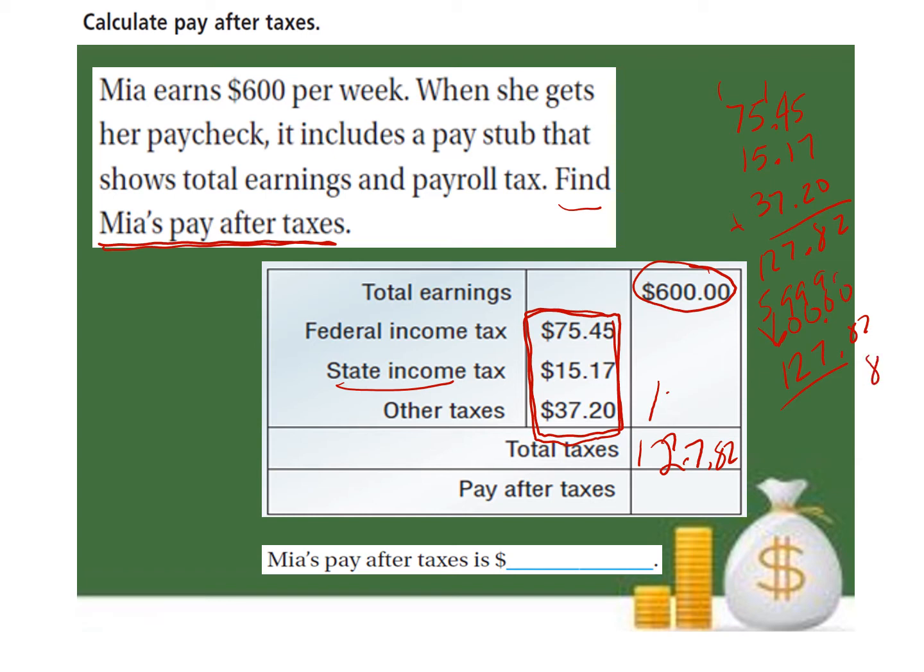And that gives us her total net pay, or what she brings home, which is $472.18. Okay, so this is what she makes. This is what the government takes out of her paycheck for taxes, and this is what she brings home. That's called her net pay. So Mia's pay after taxes is $472.18. All right.